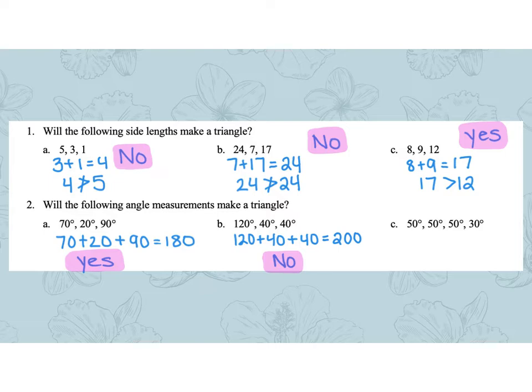And C has the angles 50, 50, 50, and 30. Since there are 4 angles, this cannot be a triangle because triangles will only have 3 angles.